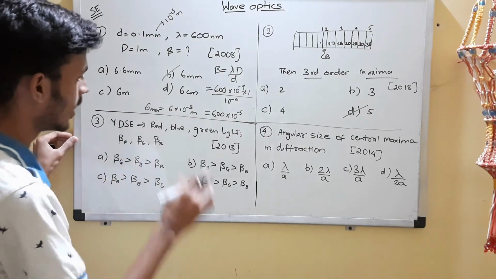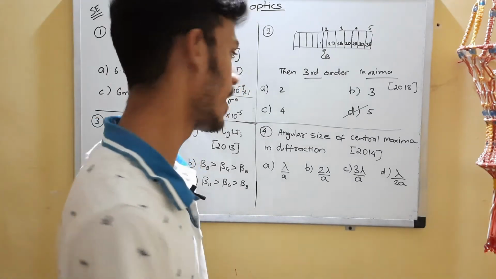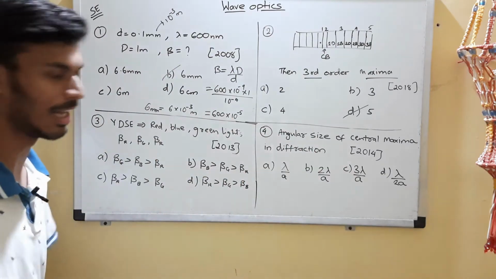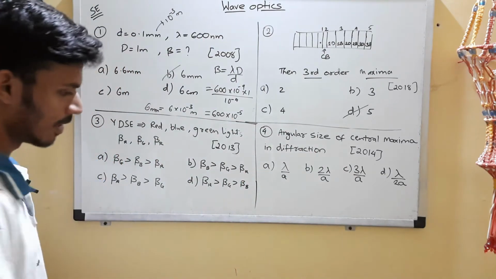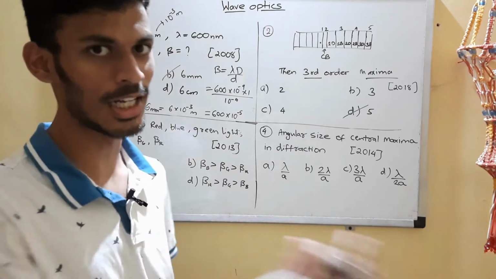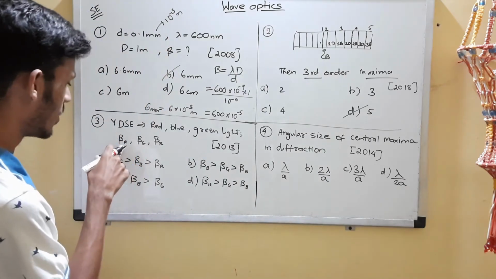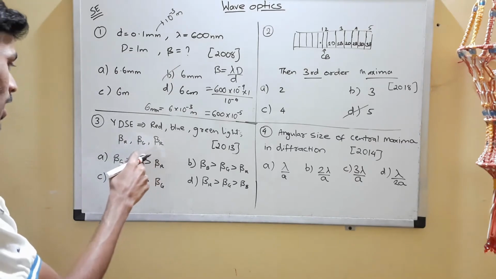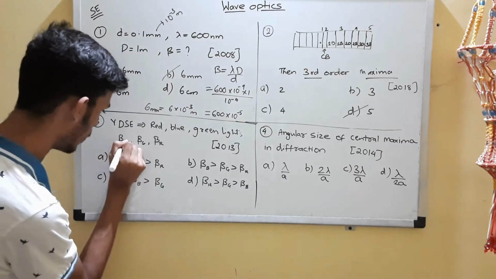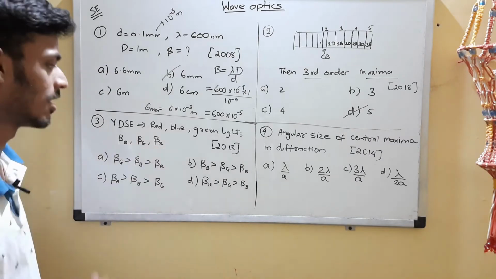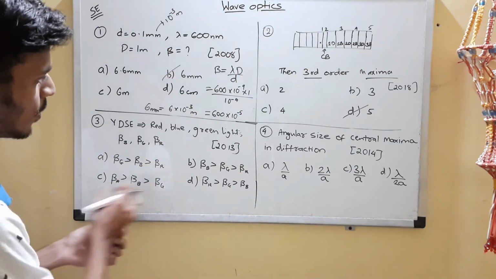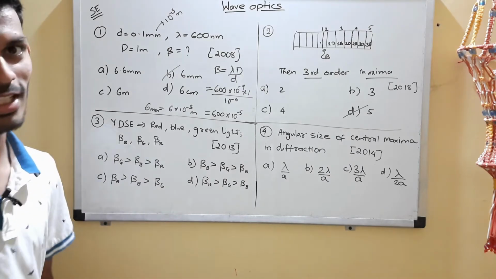Here you are conducting a YDSE experiment 3 times, once with a red light, blue light, and then green light. Then you notice the fringe width for each of these experiments. This is the fringe width for red, this is the one for green, and this is the one for blue, this is the one for green, and this is the one for red. You are supposed to tell what is the relation between these fringe widths.